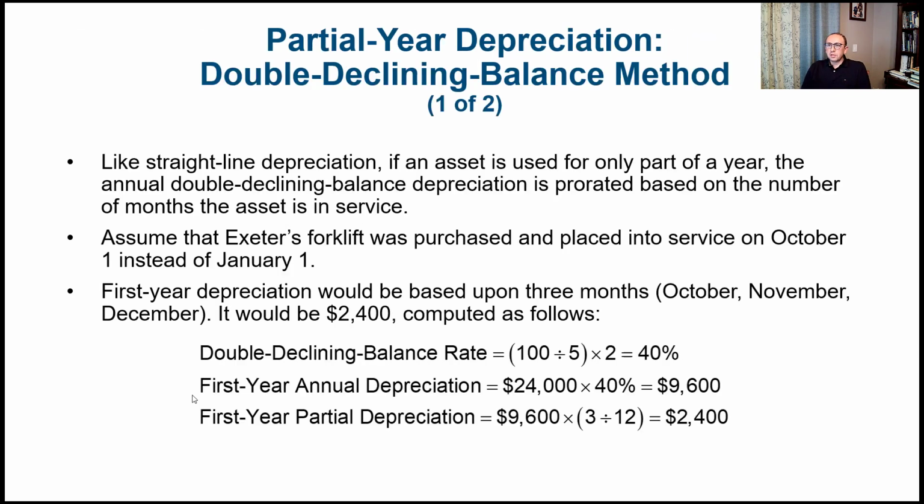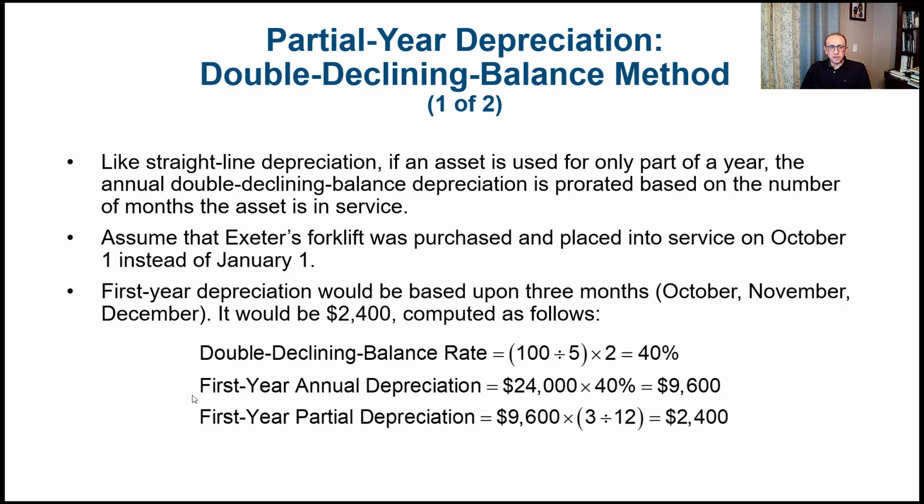What if we're using the double declining balance method? Like the straight line depreciation, if an asset is used for only part of the year, the annual double declining balance depreciation is prorated based on the number of months the asset is in service. So again, let's use the same example. Assume that the Exter forklift was purchased and placed in service on October 1st instead of January 1st. So in the first year, depreciation would be based upon 3 months.